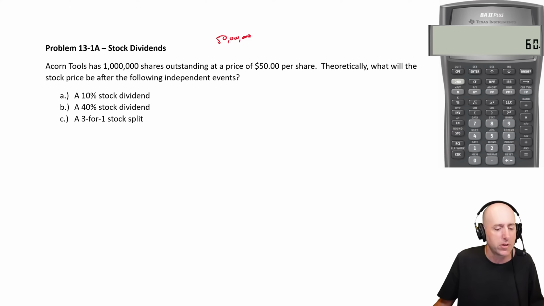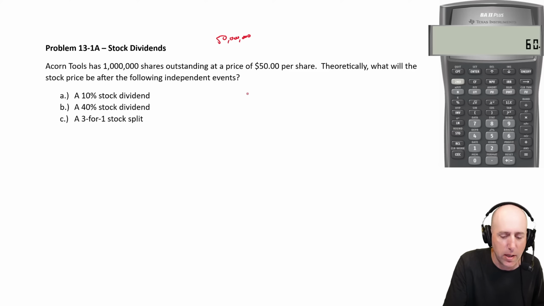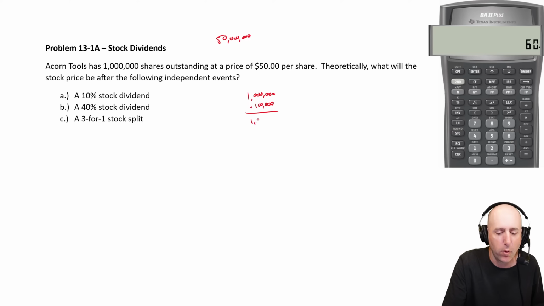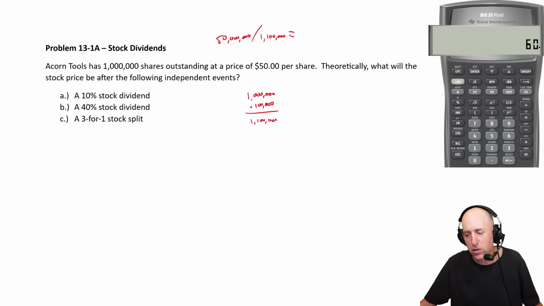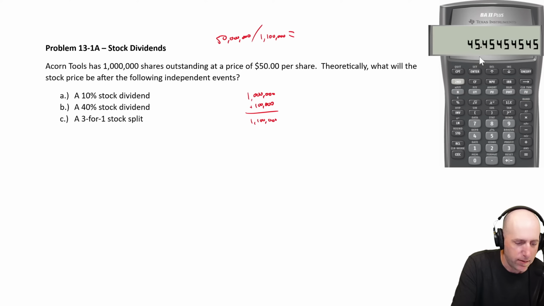Okay, we do a 10% stock dividend. So that means we had 1 million shares, but now we're giving away 100,000 more shares. 10% of 1 million is 100,000. So we have 1.1 million shares out there, but we still have a $50 million company. So we just go, okay, it's $50 million divided by 1.1 million shares. What's the value per share? 50 million divided by 1,100,000, $45.45.